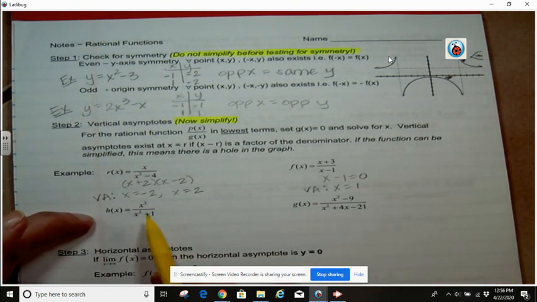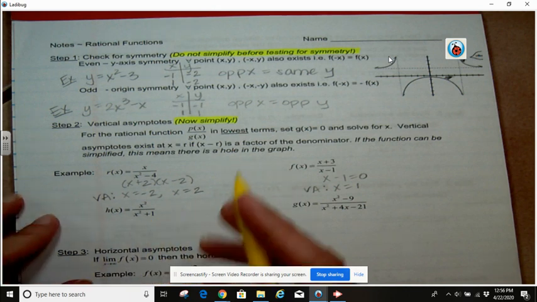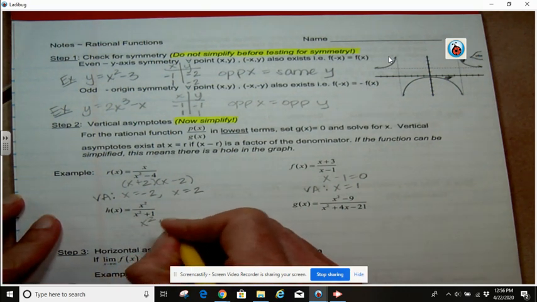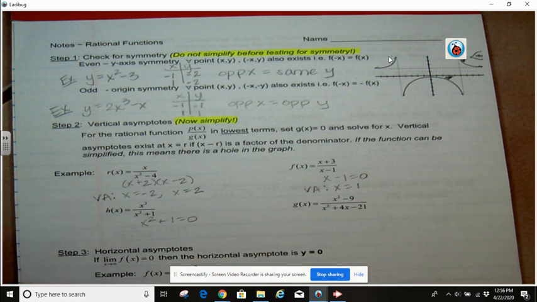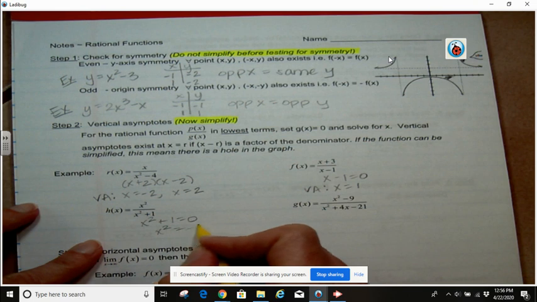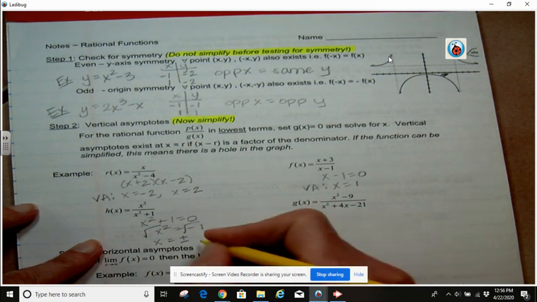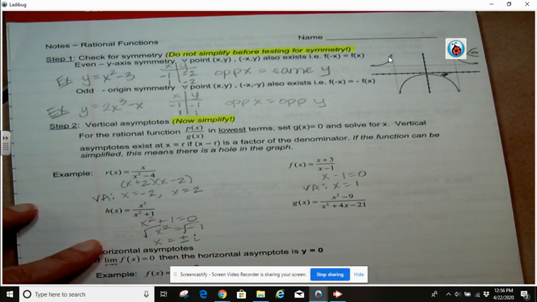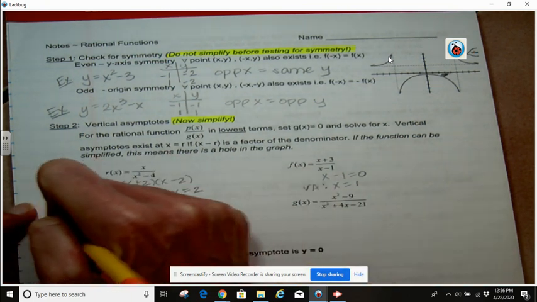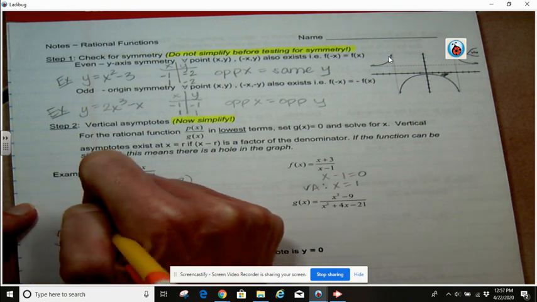For h of x, there again is nothing to factor. So if we set our denominator equal to 0, it doesn't factor because there's no sum of squares pattern. Isolate the squared term and then take the square root of both sides. So that means plus or minus. The square root of -1 is the imaginary unit. So when we set the denominator equal to 0, we get imaginary. That tells us there is no vertical asymptote for this function.